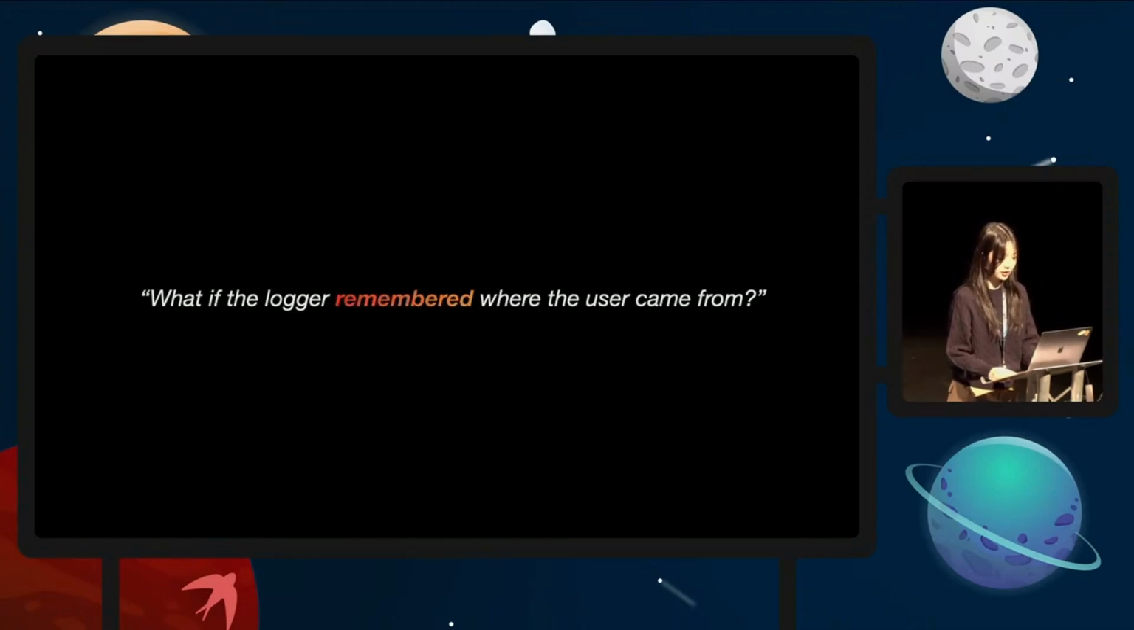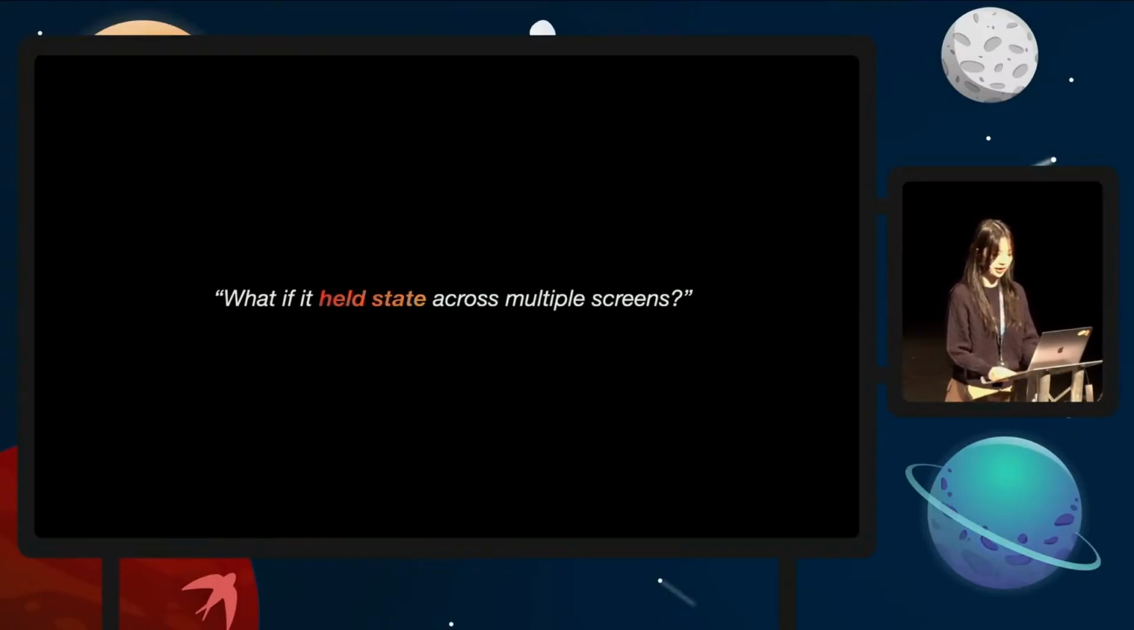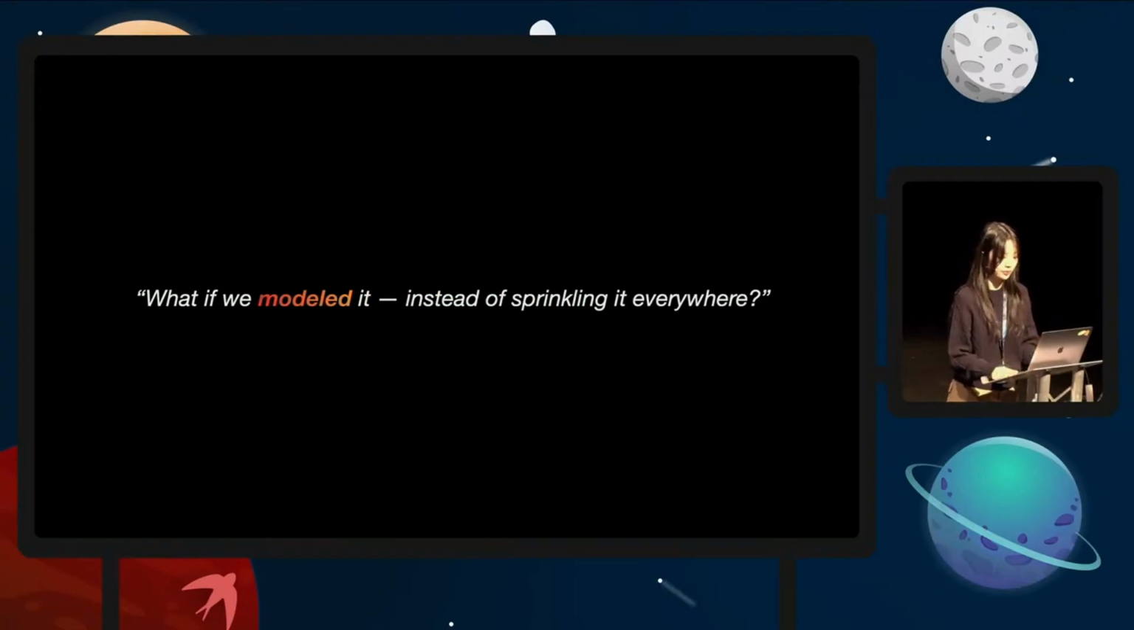But what if the logger remembered where the user came from? What if it held states across multiple screens? What if we model it instead of sprinkle it everywhere? Up to now, logging has been something we sprinkle here and there, with no memory, no context, and no structure.